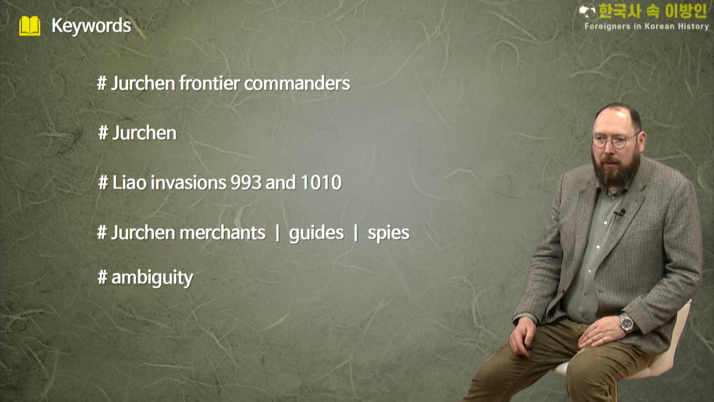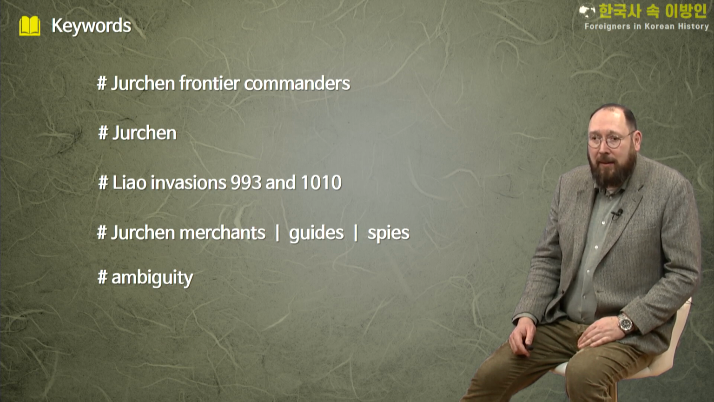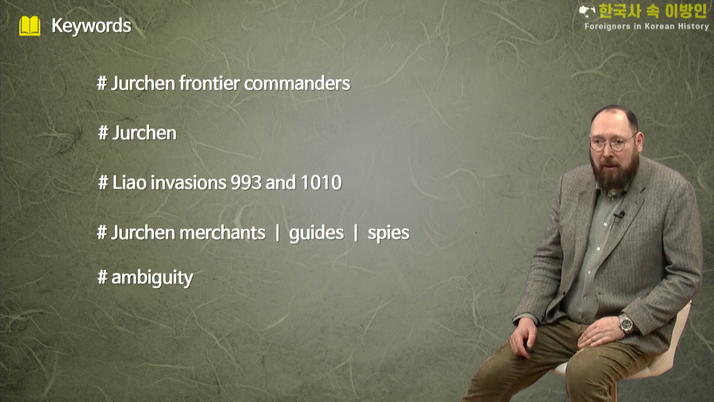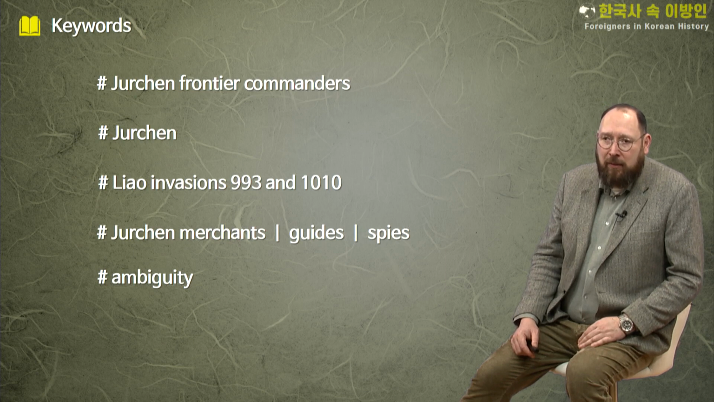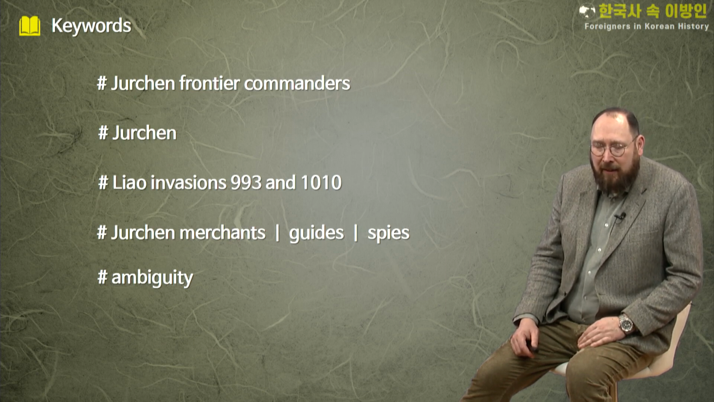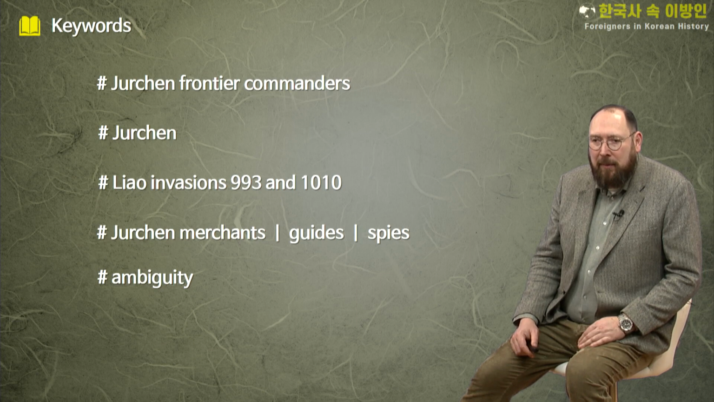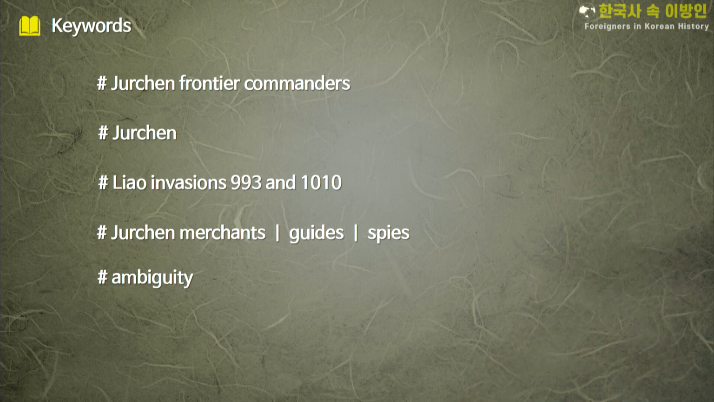So, the keywords for this lecture, I think, are, first of all, Jurchen. Then Jurchen as frontier commanders, as merchants, as guides, as spies, as a mixture of all these roles in one group. And unfortunately also the Liao invasions of 993 and 1010, which show you what would happen if the Jurchen would get out of control, which again underscores the enormous importance of the Jurchen presence, the structural importance of the Jurchen presence in Koryo.